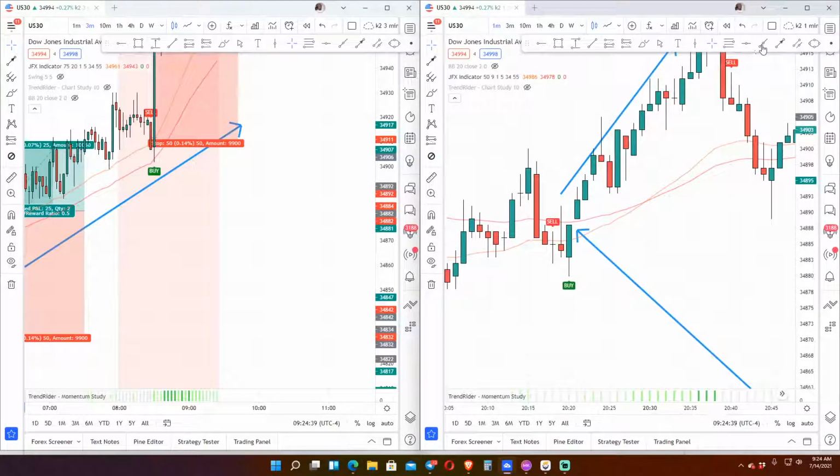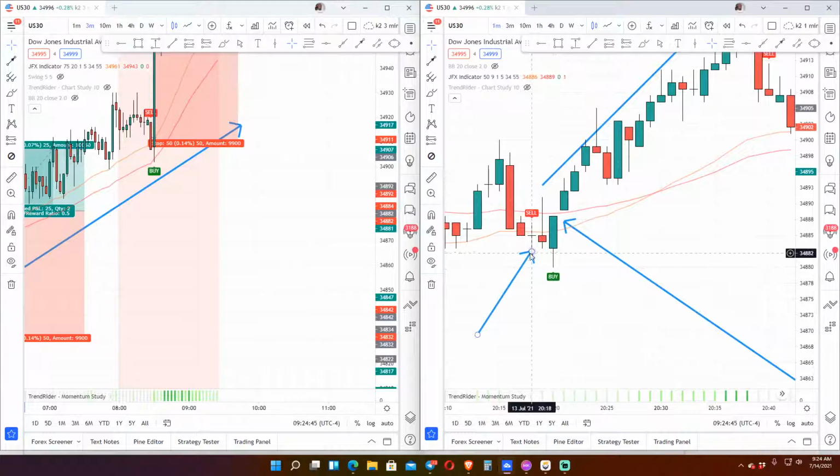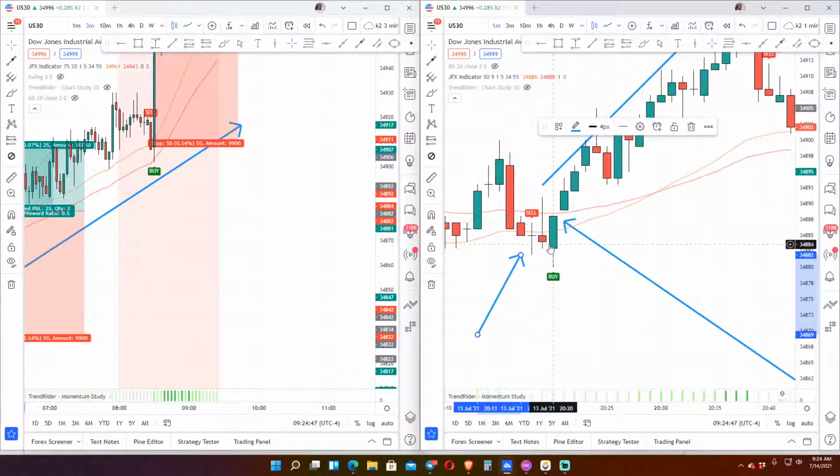Or like here's another example right here. You have this doji right here for a sell. I would not take nothing like that. Yeah, I wouldn't take that.